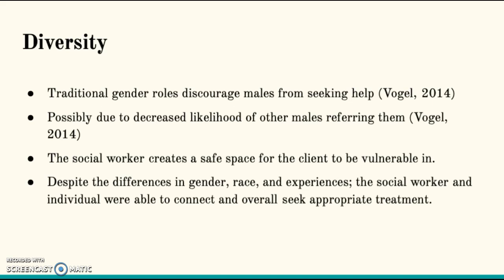And despite the difference in gender, race, and experience between the client and the social worker, Autumn was still able to connect with Michael and was able to provide him with appropriate treatment.